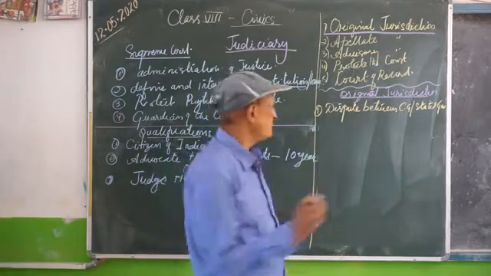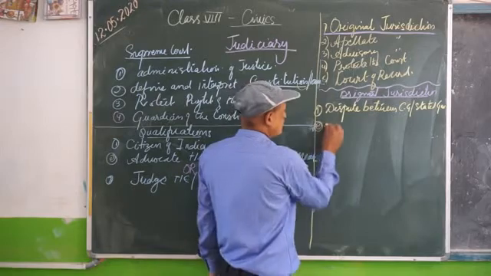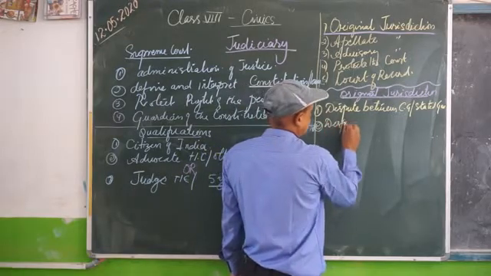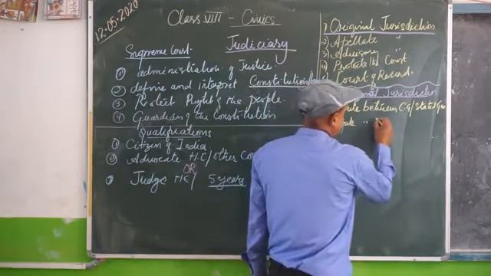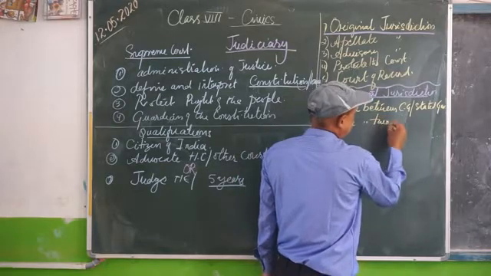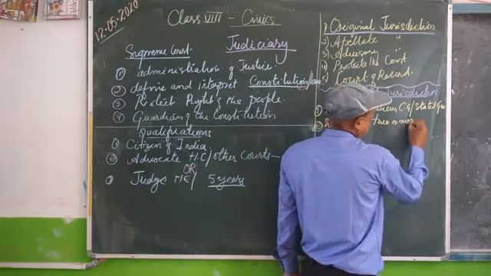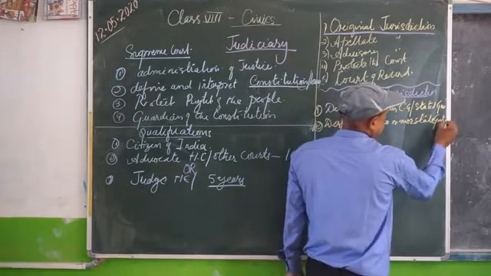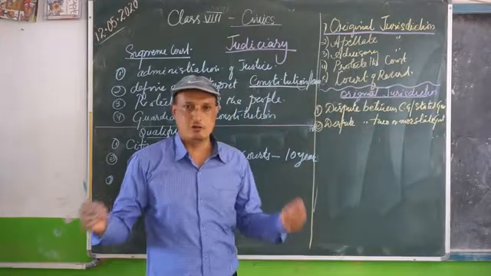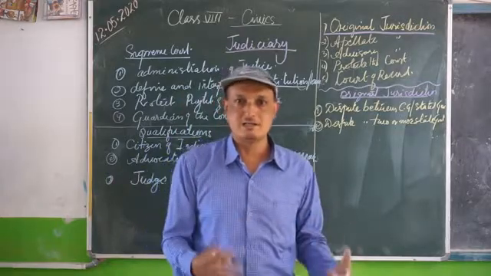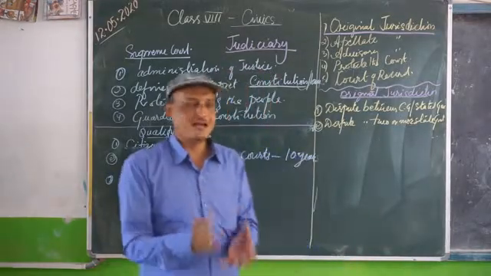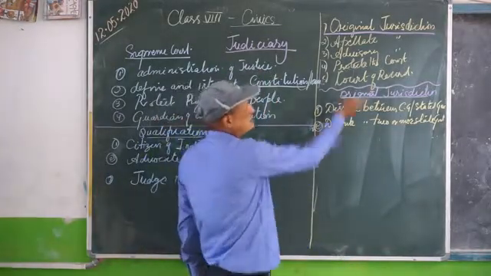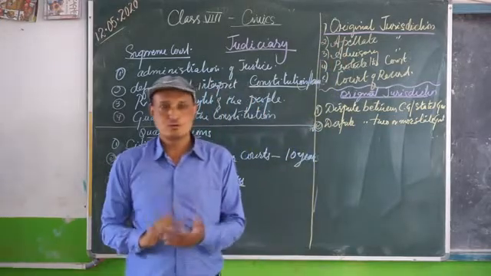Are you getting it? The second one, dispute between two or more state governments. Okay, if there is a dispute involving two or more states, or more than one state, these type of disputes or cases can originate in the Supreme Court.